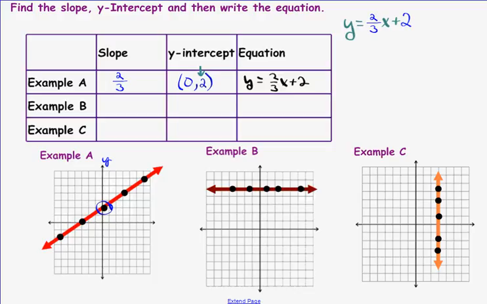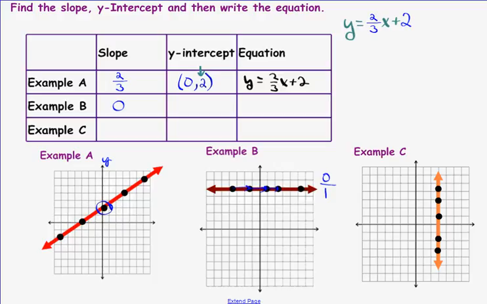Now, example B, my slope. How far up do I go to get to the next point? Well, I don't go up at all, but I do go right. So I have 0 upness over a pretty constant rightness. It doesn't matter what my rightness is, I'm only going up 0. So that means my slope is 0. It doesn't matter what the denominator of this fraction is, because I didn't go up.